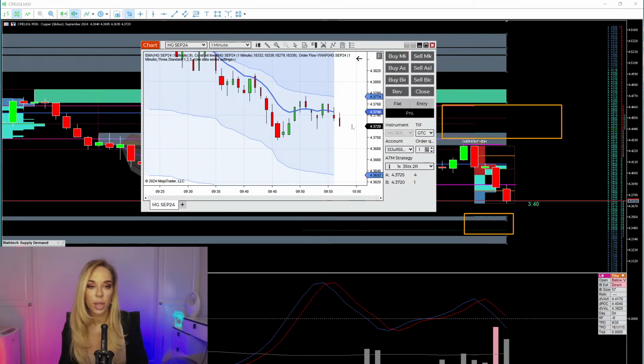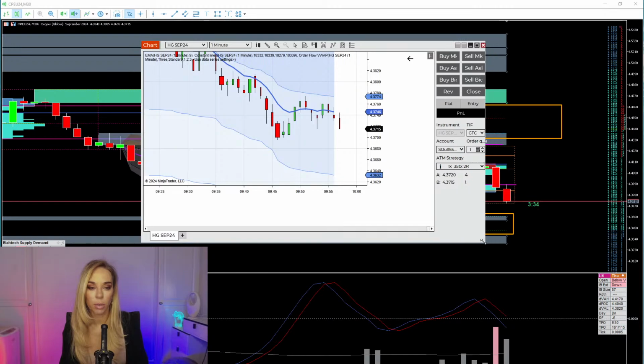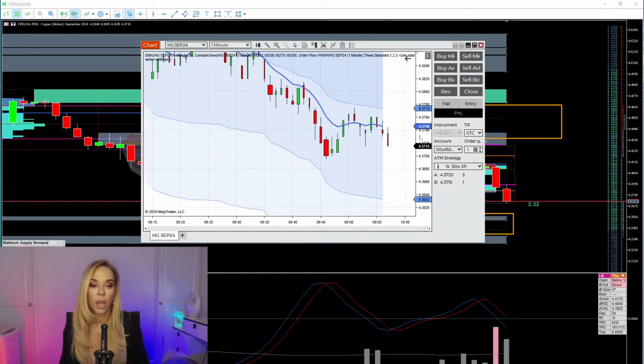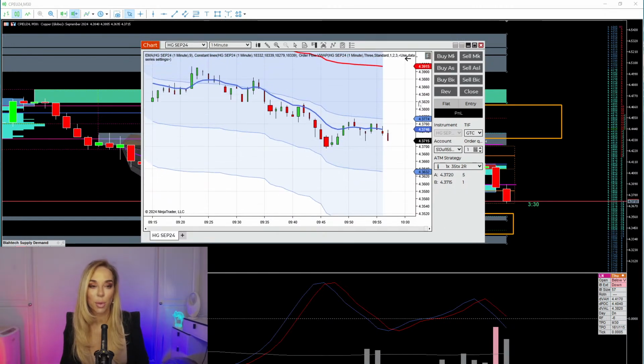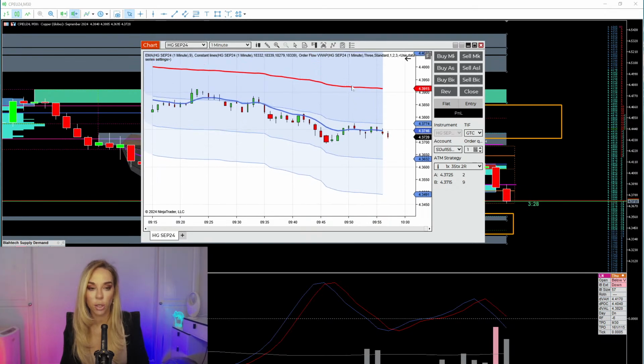So one of the ways that I can find very good entries for low risk is to look at a very simple VWAP with standard deviation curves on a 1 minute chart, and then a 9 period EMA.